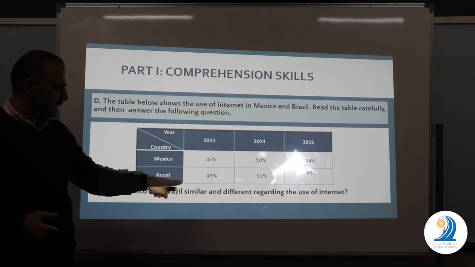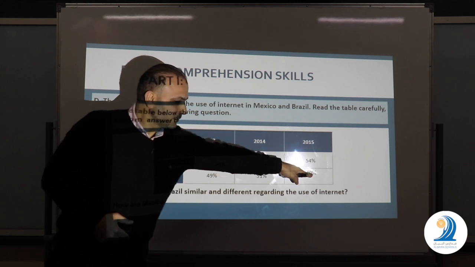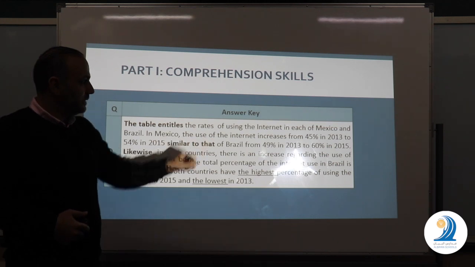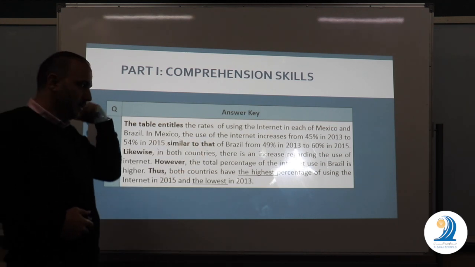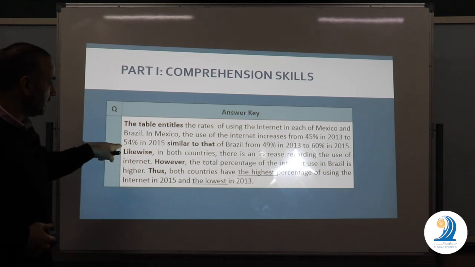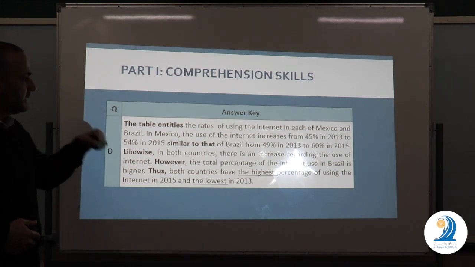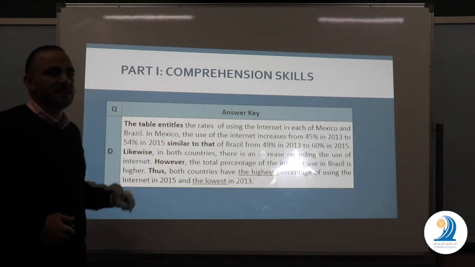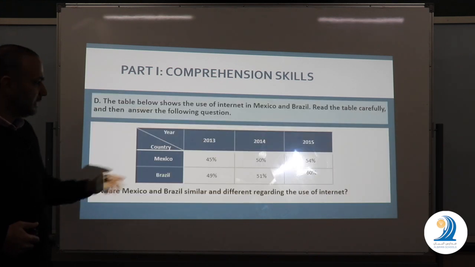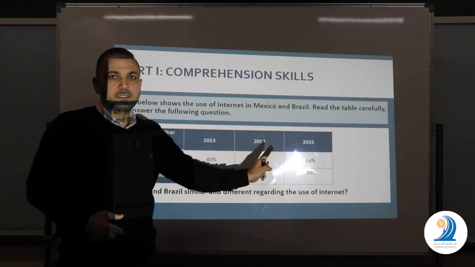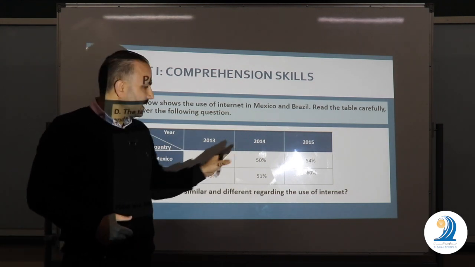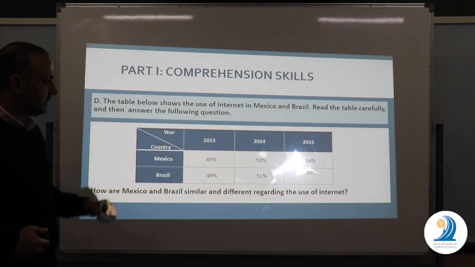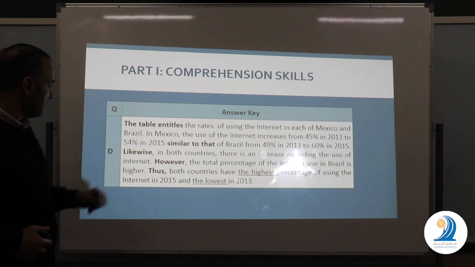Similar to that of Brazil. Look please, 49% to 60%. It's really increased. That's it. In Mexico, the use of the internet increases from 45% in 2013 to 54% in 2015, similar to that of Brazil from 49% in 2013 to 60% in 2015. So here we discuss how that rate of the internet being used in these countries changes, based on the rates or the percentages discussed in this table.